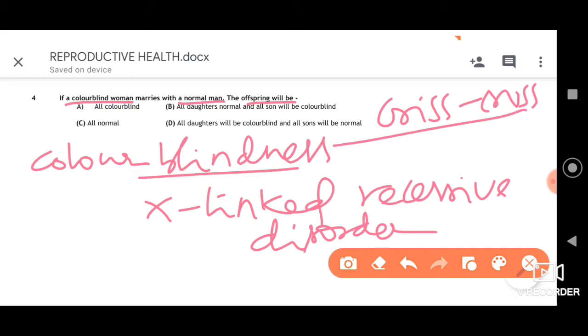That means, as we are well familiar, the grandson inherited color blindness from his grandfather. From the grandfather, the grandson got the color blindness through his mother. That's what we call crisscross inheritance, my dear friends. Anyway, here let me explain what the offspring will be. A colorblind woman marries a normal man, what will be the offspring is the question here.